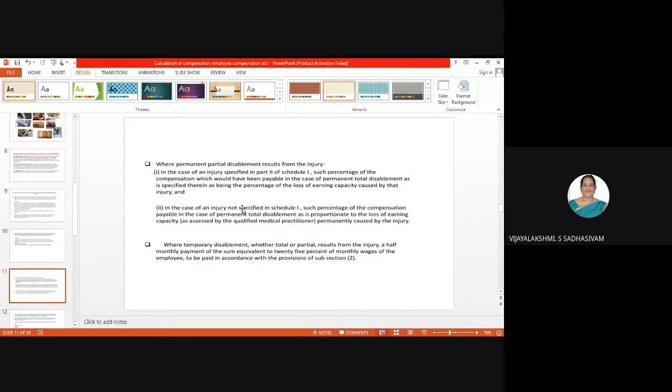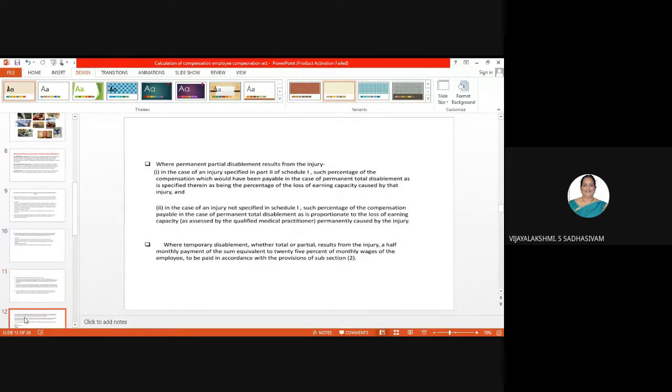In case of temporary disablement, which can be total or partial, due to the injury, only half the monthly payment is to be given, that is, only half of the monthly wages being paid, or 25% of the monthly wages of the employee, should be paid to the employee whether it is a temporary disablement, total or partial.